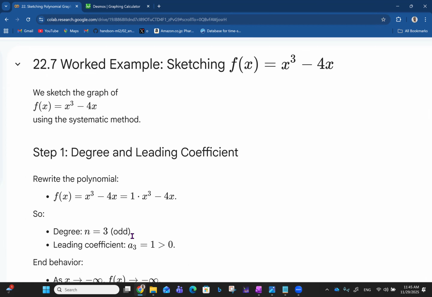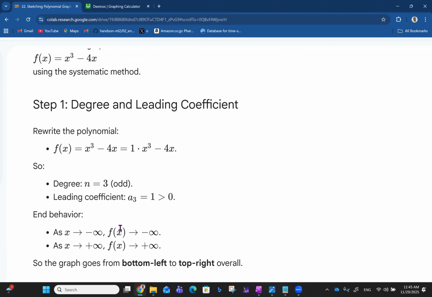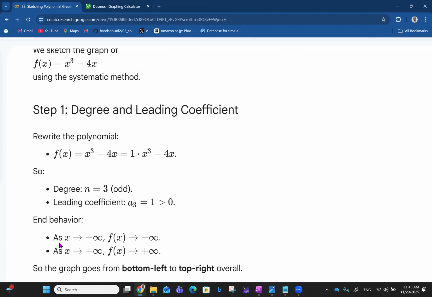So the degree n is 3, that is odd. That means that we are going to have a crossing, but because the degree is 3, we are going to have a flat kind of crossing. You can already begin to visualize that. Then you talk about the end behavior because it is odd, right? As x approaches negative infinity, f of x approaches negative infinity. Then as x approaches positive infinity, f of x also approaches positive infinity, okay?